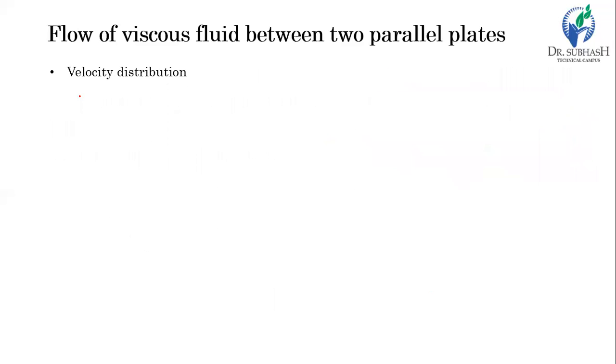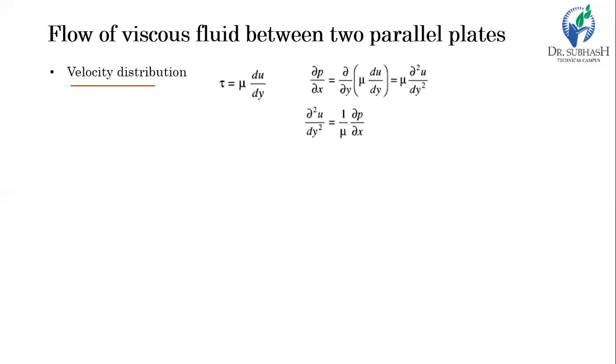Now let's derive the equation for the velocity, or simply the velocity distribution. For that we have to take Newton's law of viscosity, which is tau equal to mu into du by dy. Put the value of tau in the above equation, equation number 1. We get the equation del P by del x equal to del by del y of mu into du by dy. Now mu is a constant, so it will come outside of the differentiation sign, and we get the second derivative, del 2u by del y square, which is the second derivative with respect to y.